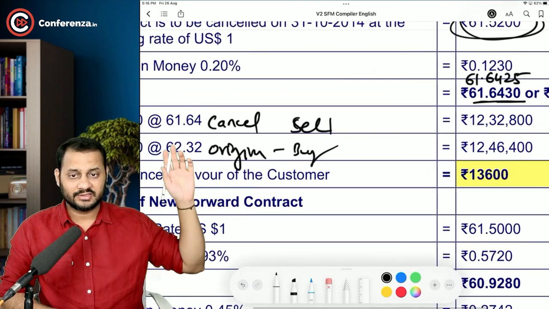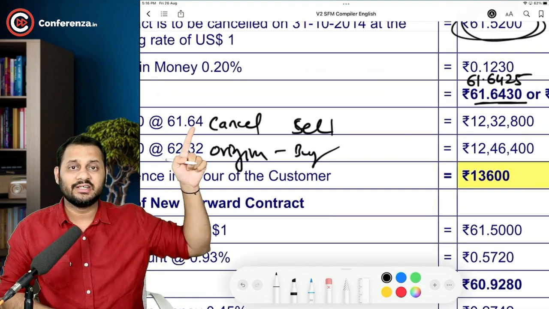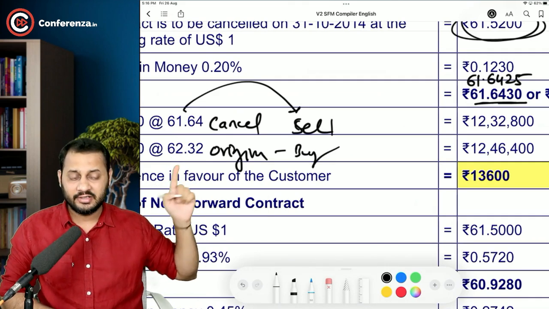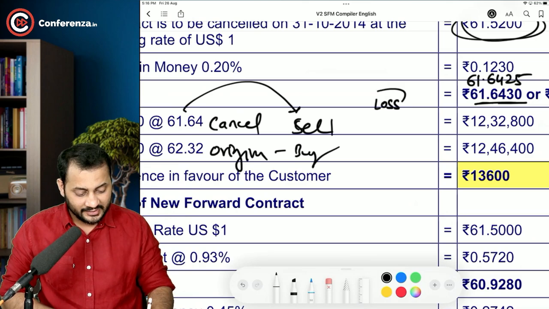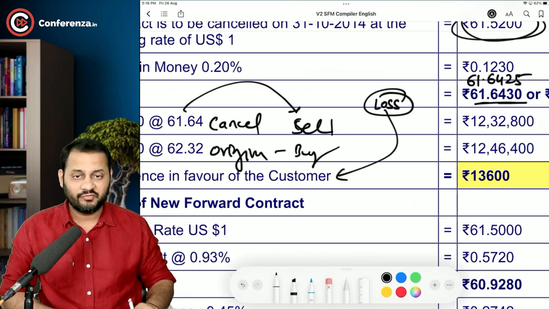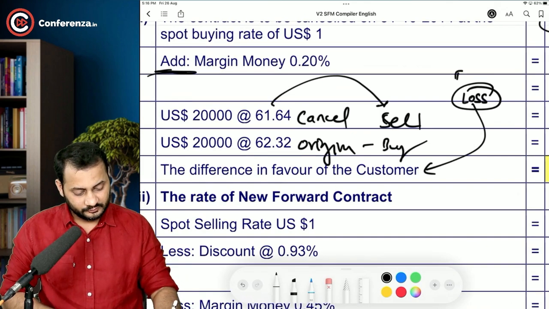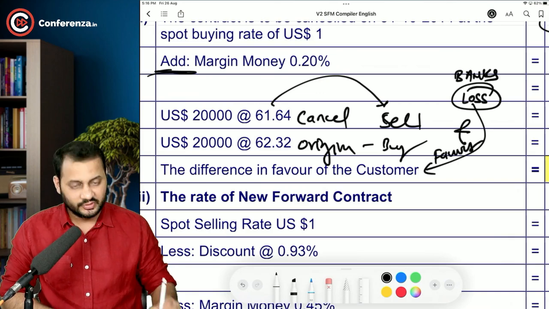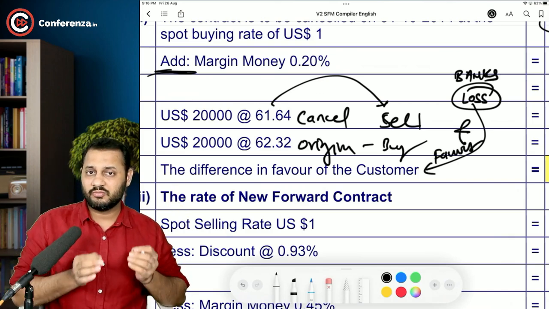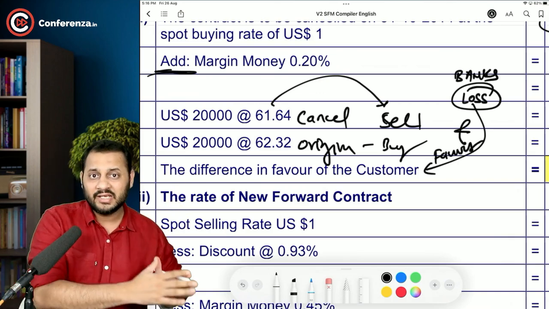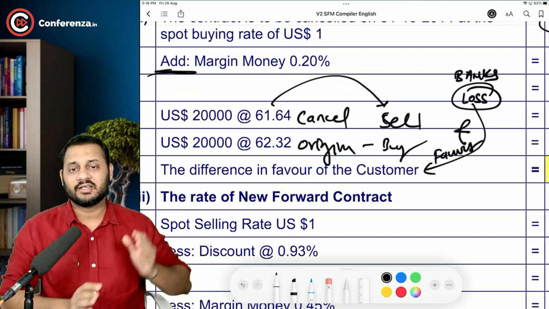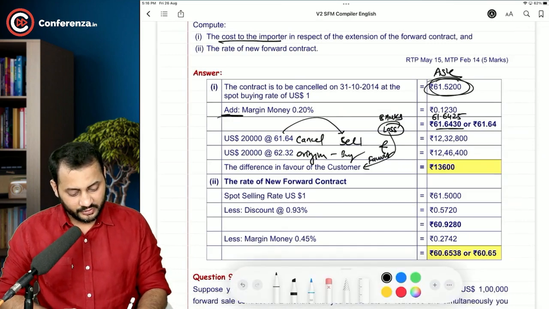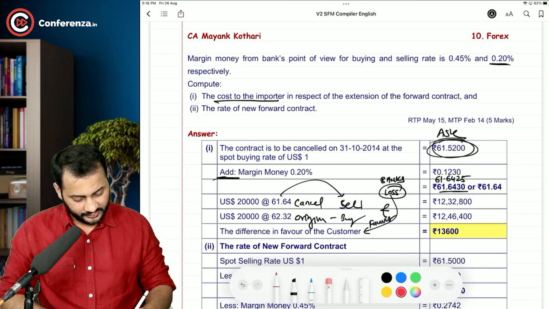Oh, I thought it is 62. So yeah, it is 61.64. So bank is selling at a lower rate and buying at a higher rate. In this case, due to cancellation, the bank is at a loss. The rates are in the favor of the customer. This is the bank's loss and it is in the favor of the customer. So this is first time while cancelling the contract, the bank will pay to the customer because the rates are in his favor. That's good. Now, the cost to the importer. So you have to correct this. This is the exporter.